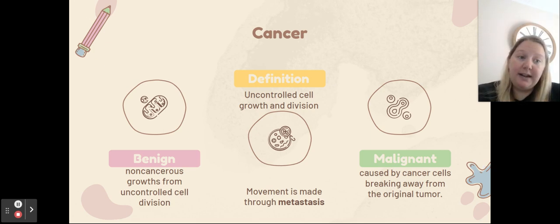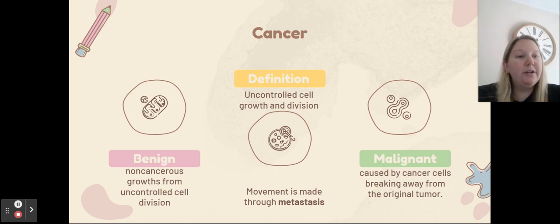Cancer is defined as uncontrolled cell division, uncontrolled cell growth. We do talk about it with mitosis because cancer divides through mitosis. When a cell becomes cancerous, it has the ability to skip over all of the checkpoints in the cell cycle and just constantly be jumping right to that division phase. The definition of cancer is uncontrolled cell growth and division.